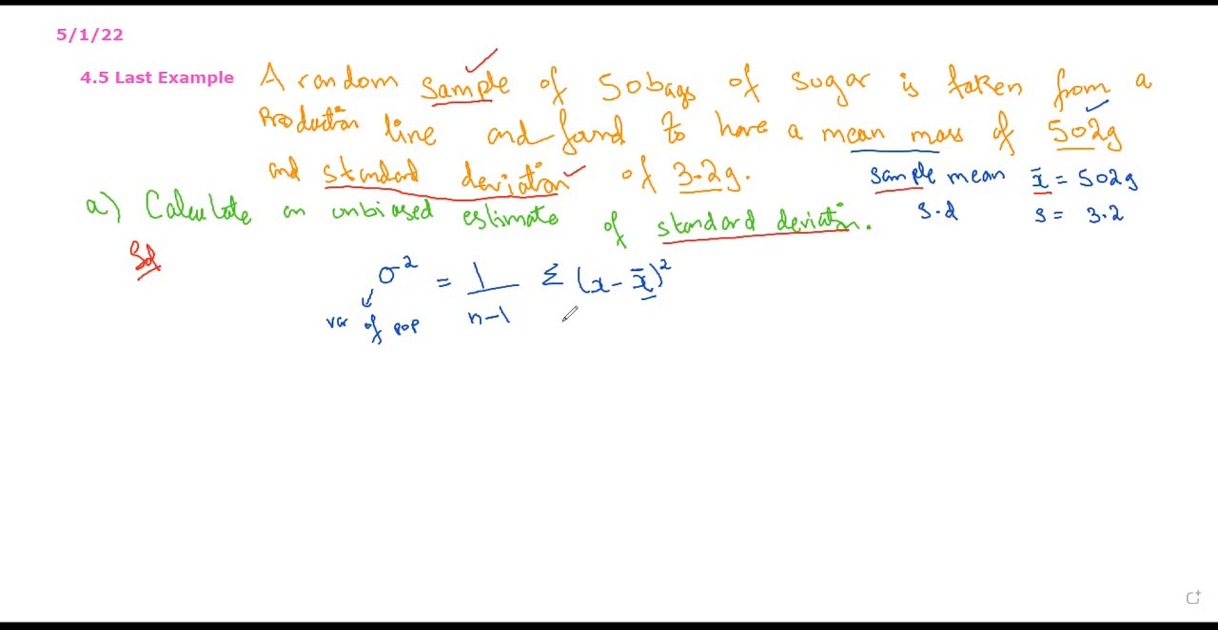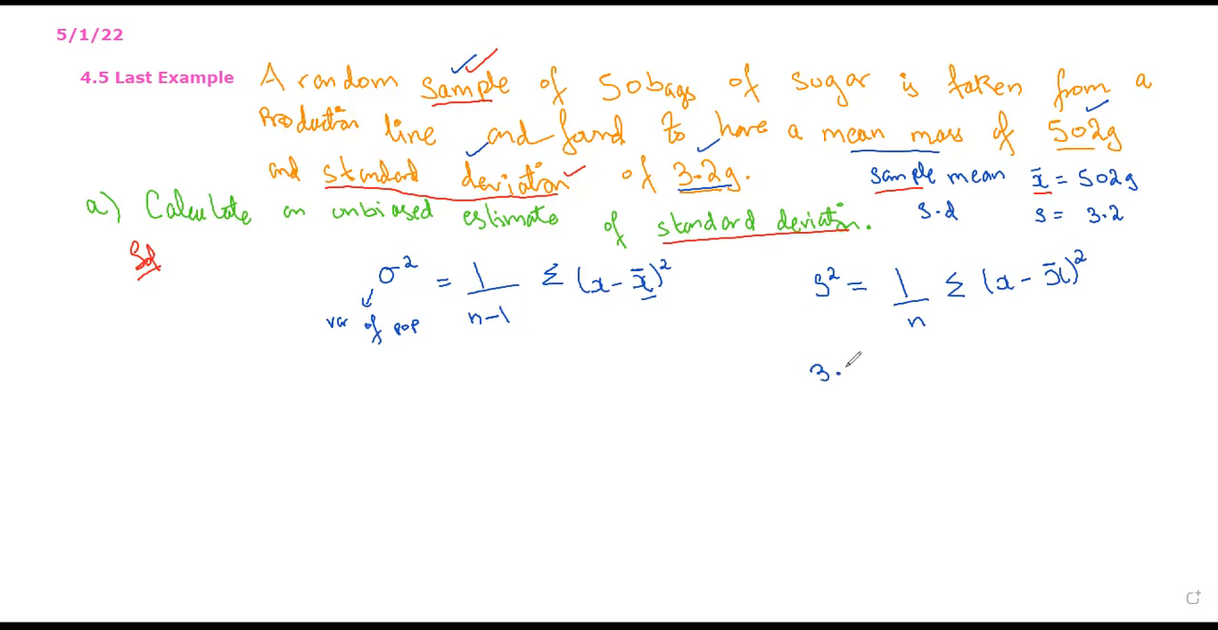So this is the formula for variance of population. Now let's just write down the formula for variance of the sample. The only difference is 1 by n summation x minus x bar whole square, right? And here we know that this is 3.2. This has been given. Sample standard deviation is 3.2.